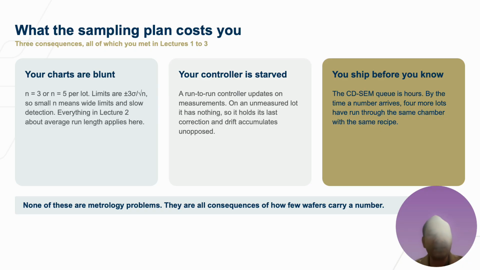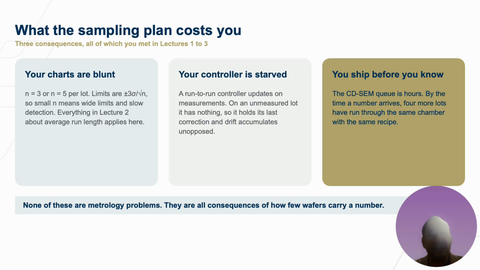3 specific things that sampling plan costs you, and all 3 are things you already know how to reason about. Your charts are blunt. With n of 3 or 5 per lot, the x bar limits sit at the 3 sigma over root n. Small n means wide limits, and wide limits mean slow detection. Everything from lecture 2 about average run length applies directly. A shift you would catch in 5 lots at n equals 25 takes you 15 at n equals 3.